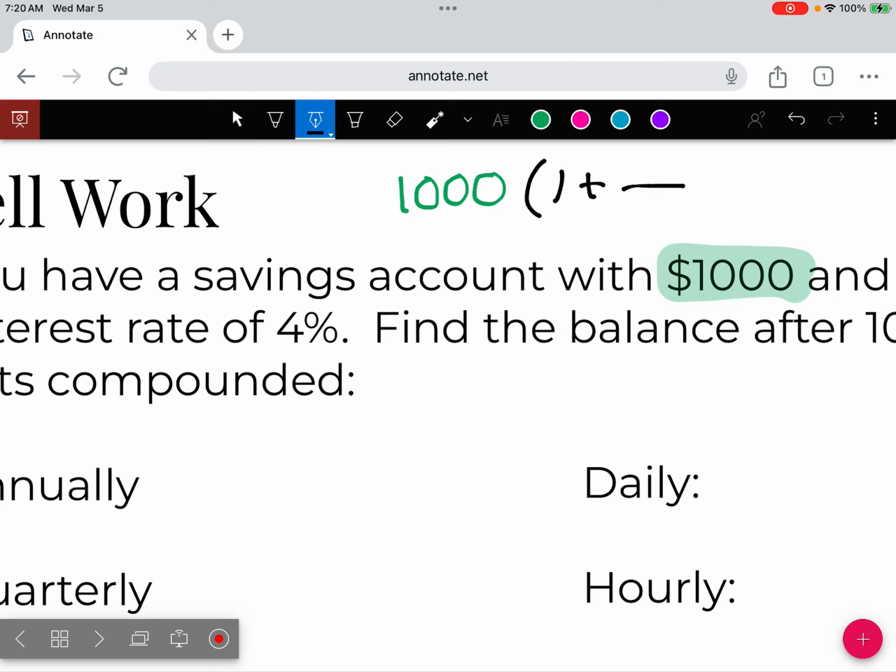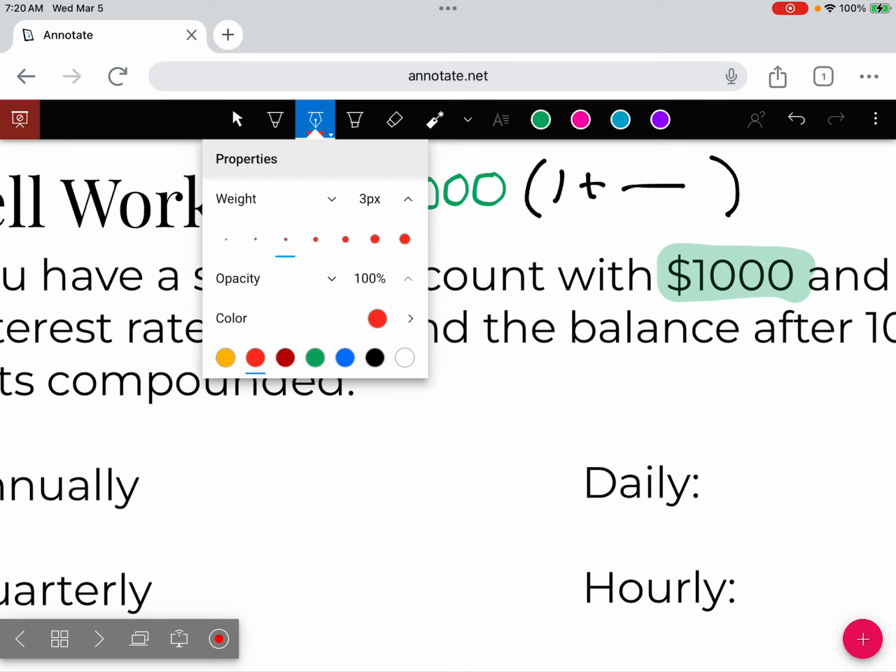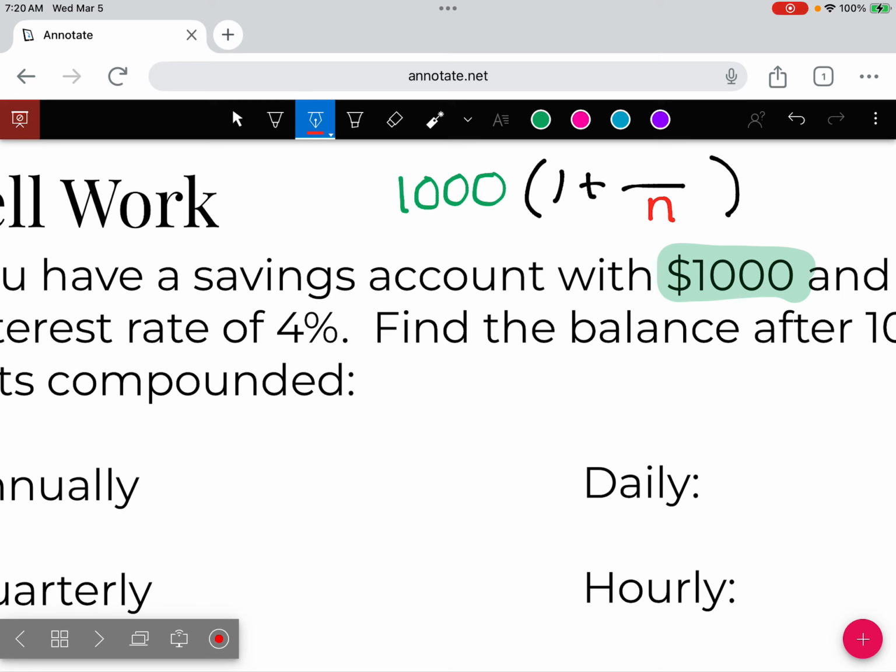plus this is going to be where we put our compounding factor, and this is where we're going to put our compounding factor. It goes in two places. That one on the top looked weird, so I'm going to rewrite it. There we go. What goes here? 0.04. We take our percent rate and we write it as a decimal. 0.04.